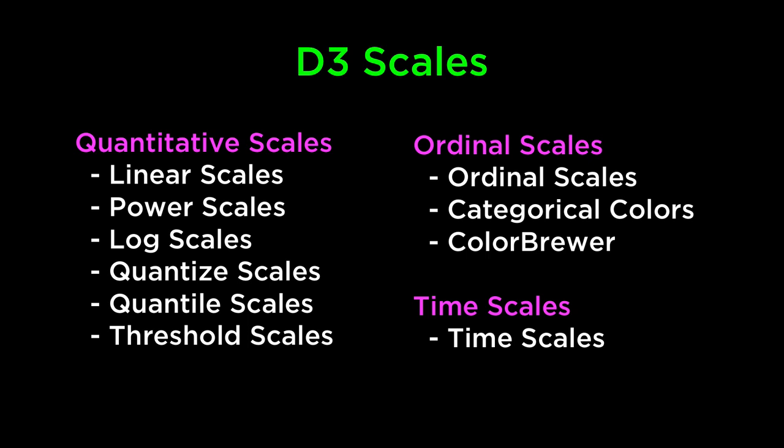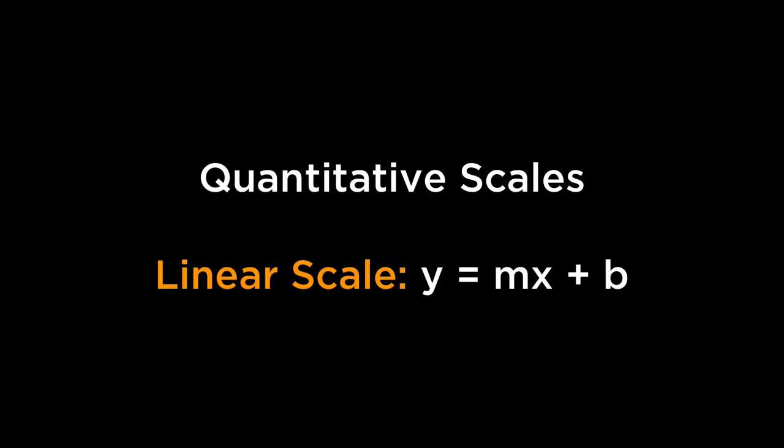D3 provides many kinds of ways to transform data through scales. This video will focus on the linear scales. This allows us to explore the basic concepts of D3 scales. Once we understand those, the rest will be easier to comprehend. D3 linear scale. D3 quantitative scales are for the continuous input domain such as numbers. The mapping is linear in that the output range value y can be expressed as a linear function of the input domain value x. So we get y equals mx plus b.